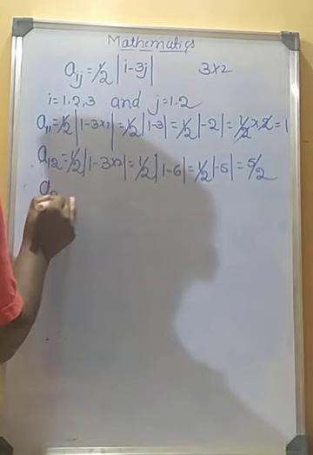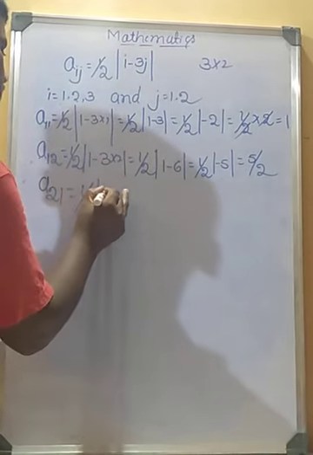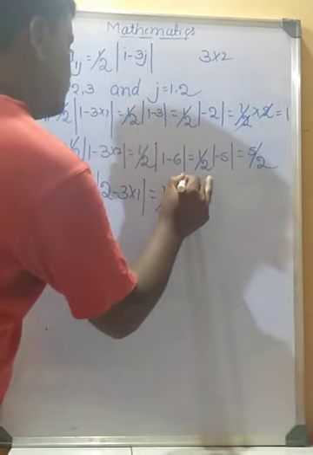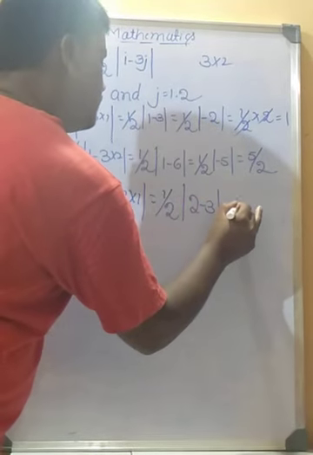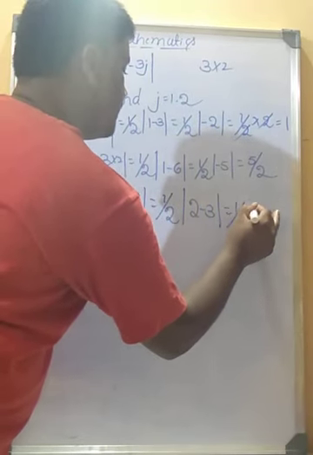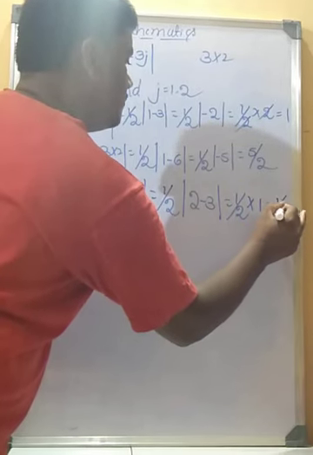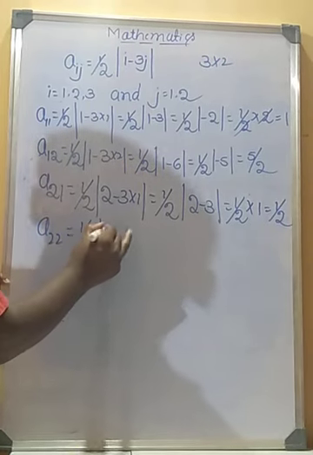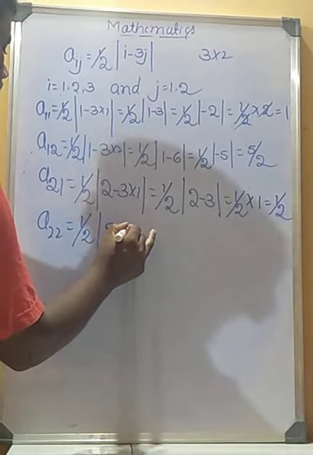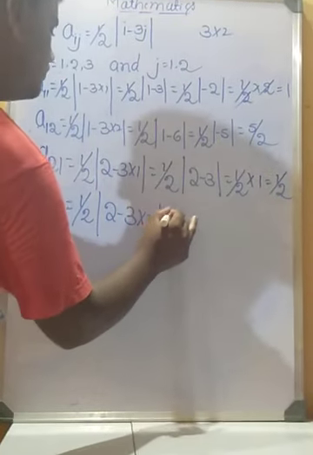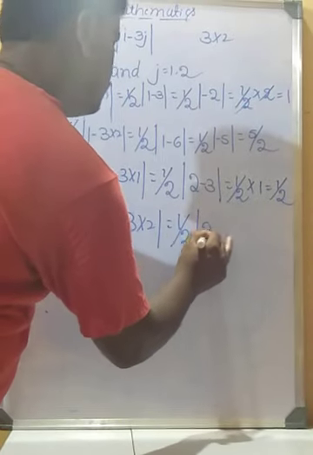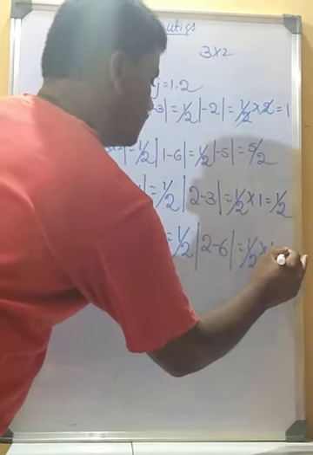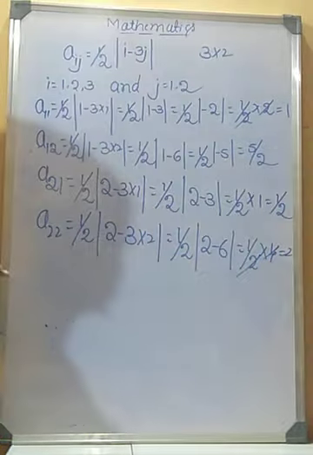A21: 1 by 2 mod 2 minus 3 into 1, is equal to 1 by 2 mod 2 minus 3, is equal to 1 by 2 mod minus 1, becomes plus 1, is equal to 1 by 2. The next, A22 is equal to 1 by 2 mod 2 minus 3 into 2, is equal to 1 by 2 mod 2 minus 6, is equal to 1 by 2 mod minus 4, becomes plus 4. 2 ones are 2, 2 twos are 2. The next.